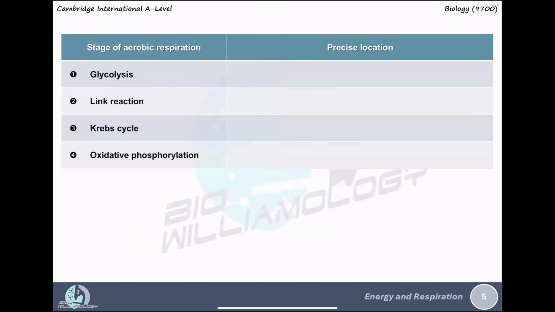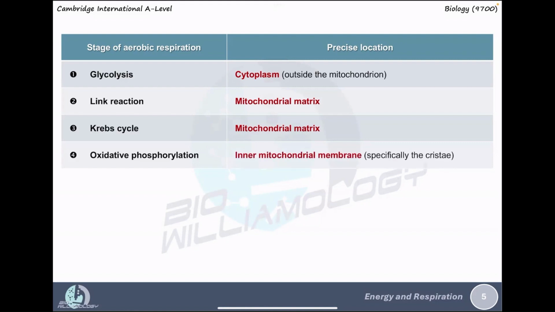For us, we need to specify the precise location where these stages of aerobic respiration occur. Glycolysis occurs in the cytoplasm. Link reaction and Krebs cycle occur in the mitochondrial matrix. Oxidative phosphorylation occurs at the inner mitochondrial membrane, specifically at the cristae.